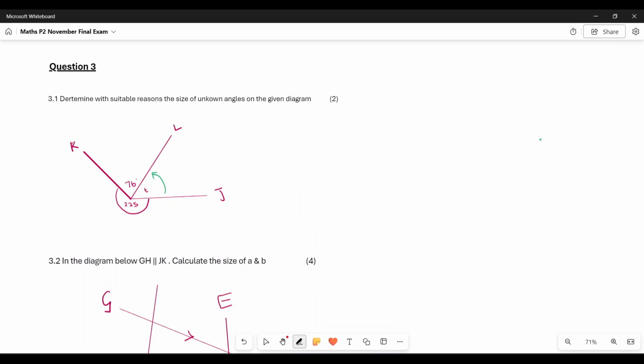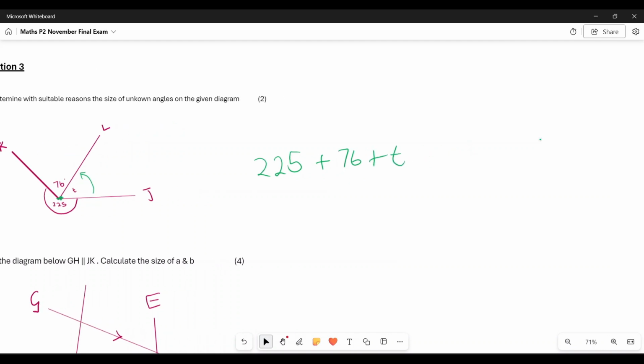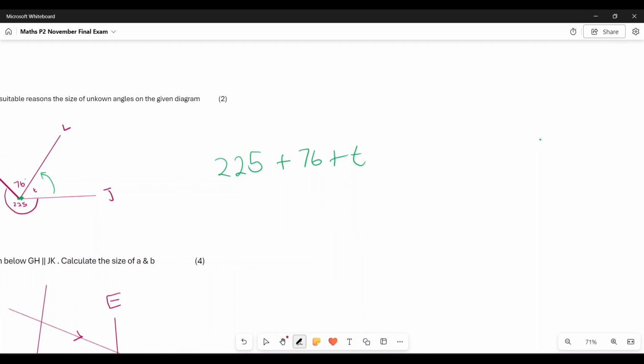But if you look very close, can you see that 225 and 76 plus T, these are angles around a point, right? As a result, what do we know about angles around the point? Angles around the point, they add up to 360. So when you add all these angles, you're going to expect to get 360. And your reason is going to be angles around the point.